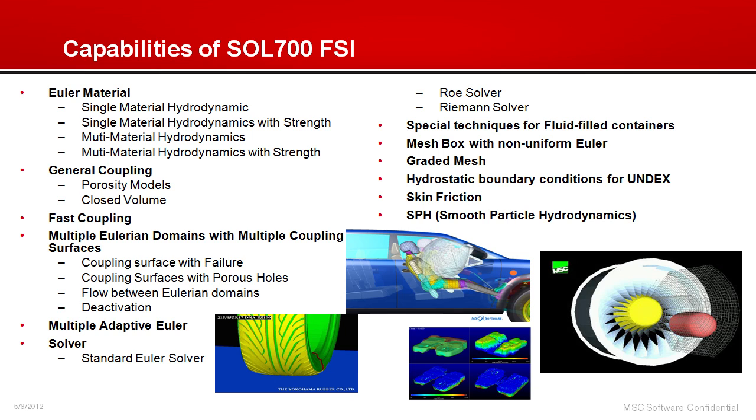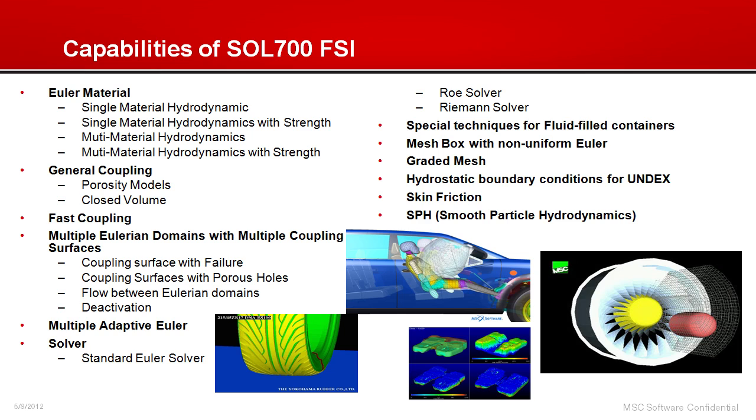SOL 700 has many different Eulerian material models and coupling methods that can be used to define and model the interaction between the structure and the fluids. The FSI capabilities in SOL 700 are among the most advanced in the world, allowing an accurate simulation of complex FSI applications, such as this bird strike example that you see here. The bird here is modeled as a fluid bird, and it gets sliced like a salami as it goes through the running engine. I hope you can see the graphics coming through okay.